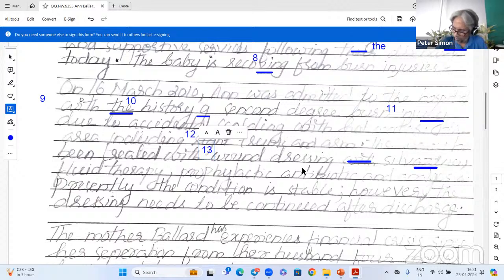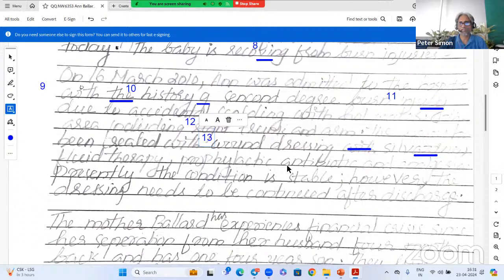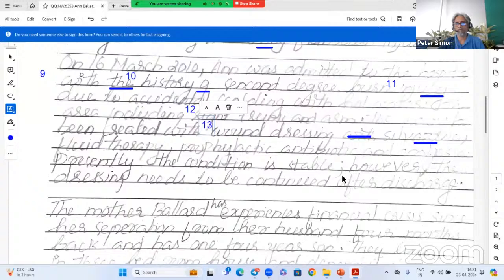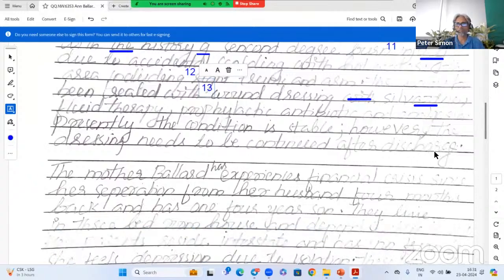Silvazine wound dressing changes. Fluid therapy, prophylactic antibiotics and analgesics. Presently, the condition is stable. No space here, says afterwards. However, the dressing needs to be continued after discharge.